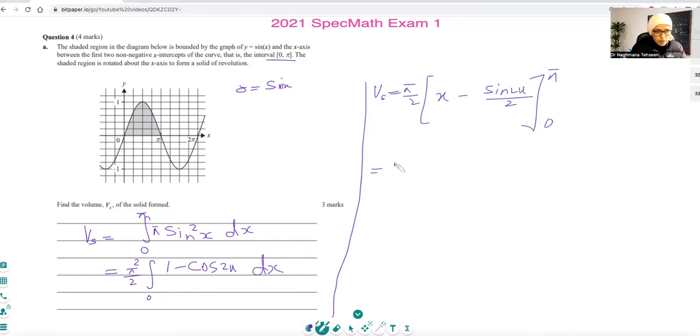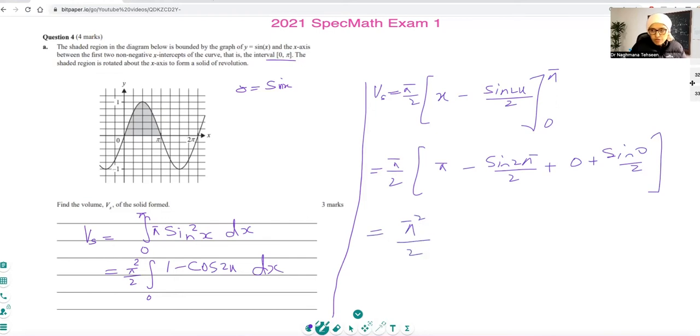And then we apply the limits, so we get pi minus sine 2 pi over 2, minus 0 minus sine 0 over 2. Sine 0 is 0, sine 2 pi is 0, so all of this becomes 0. So we get pi squared over 2. So that's the Vs for us.